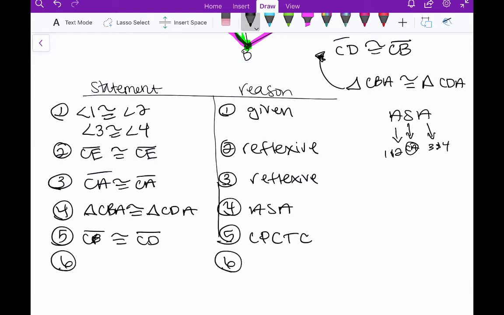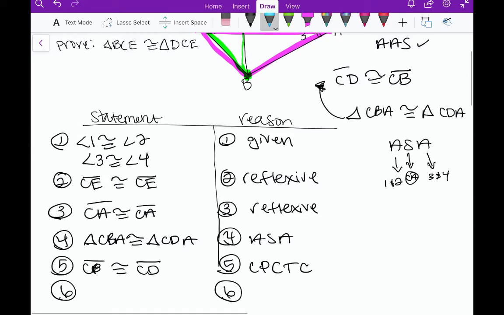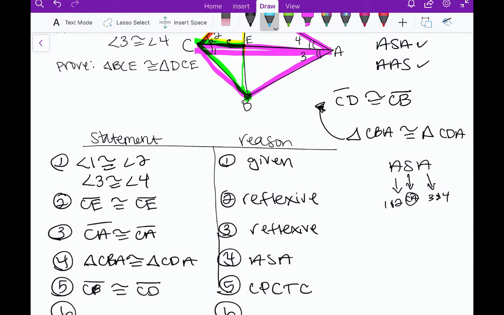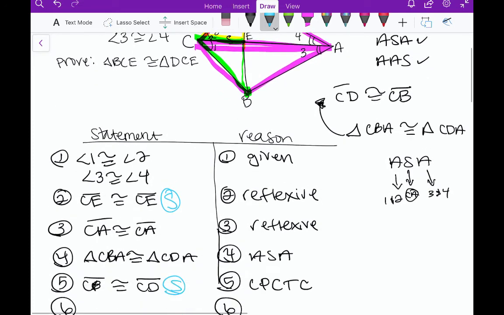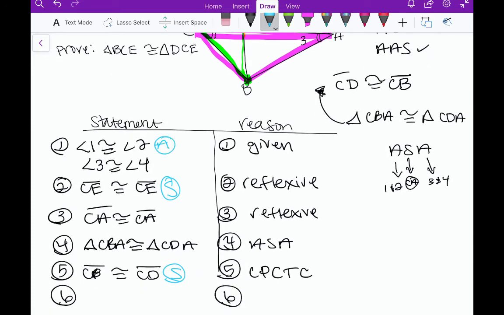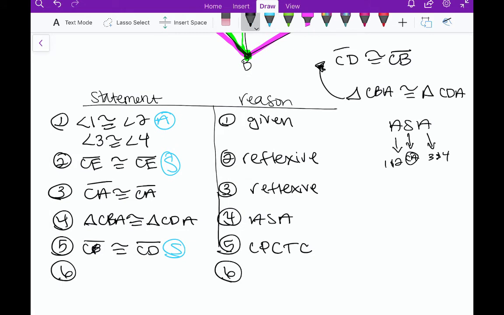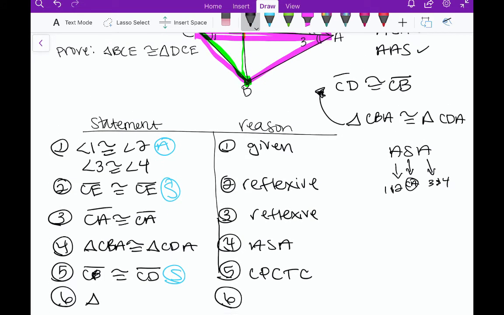And so now, for the proof that I'm really trying to do, I have a side. That's this guy. CE is congruent to CE. I have another side. CB is congruent to CD. And I have the angle in between them. So that is SAS. So triangle BCE is congruent to triangle DCE, and that is by SAS.